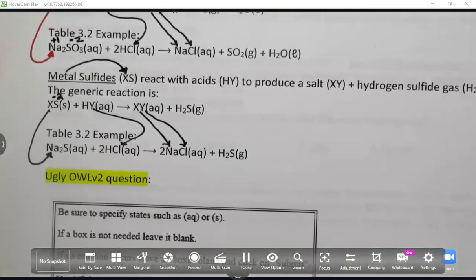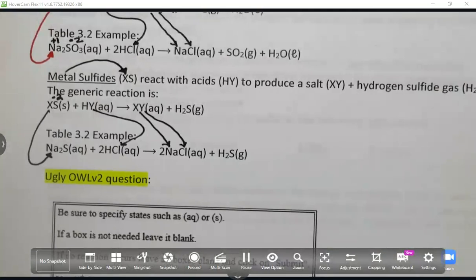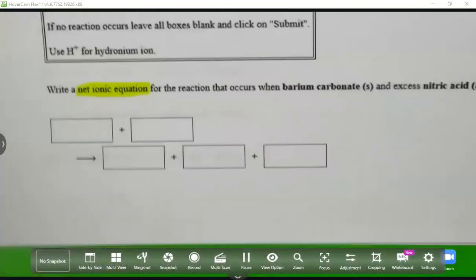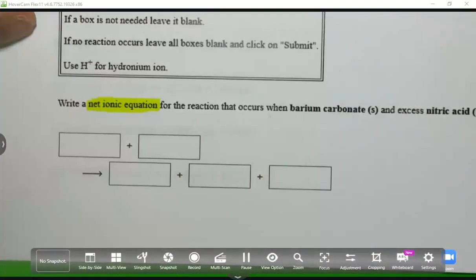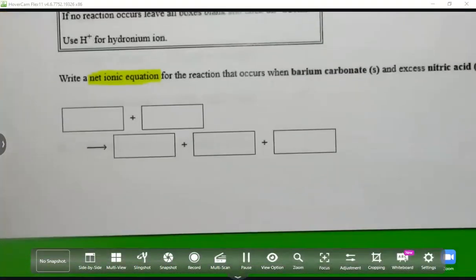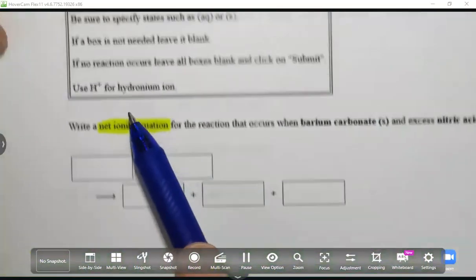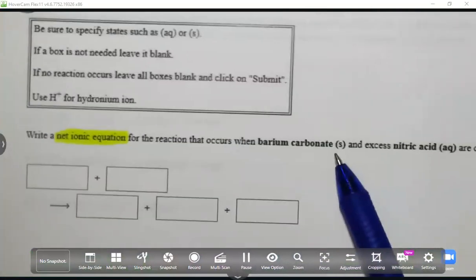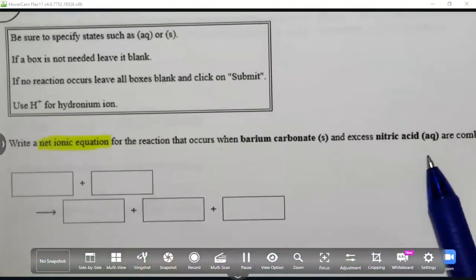Okay, let's do this owl example here. And then I think what we're going to do is we'll go to the quiz for the last 3 questions, and I'll help you out with those. All right, this owl example. It's getting ugly. It says, write the net ionic equation for the reaction that occurs when barium carbonate reacts with excess nitric acid.